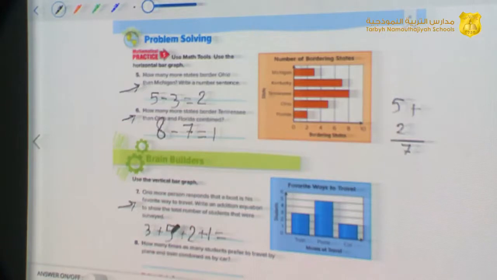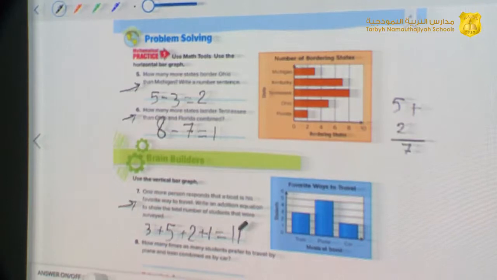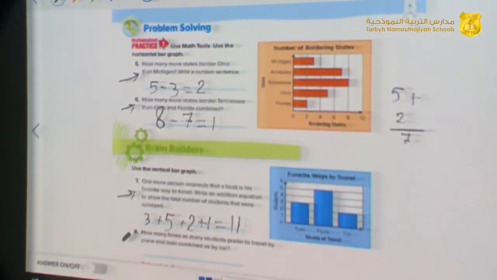3 plus 5 is 8. 8 plus 2 is, yes, 10. 10 plus 1 is 11. So our answer is 11. The last question.